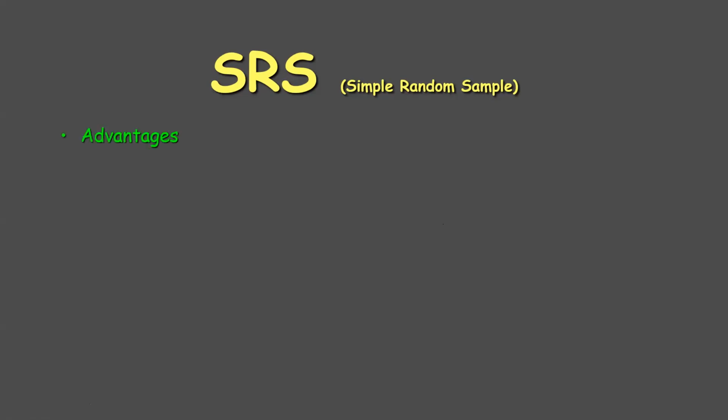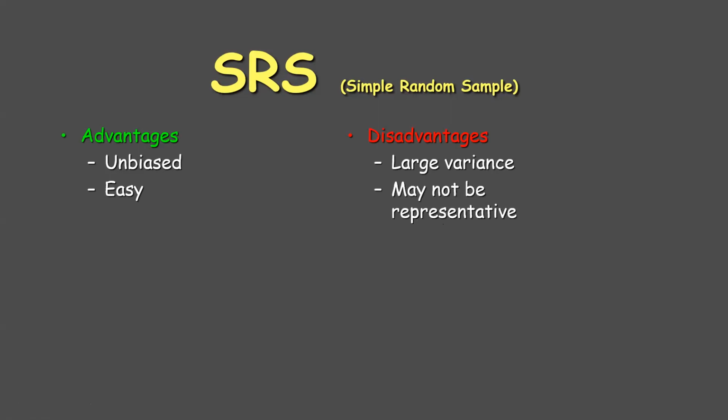So advantages of a simple random sample. It is unbiased, okay? It is purely random, it is unbiased. It's fairly easy to do if you know your population. Disadvantage is that it has a very large variance, so it's very spread out. It may not be representative. You know, let's say randomly you get one of the outliers. It may not be representative of the population.